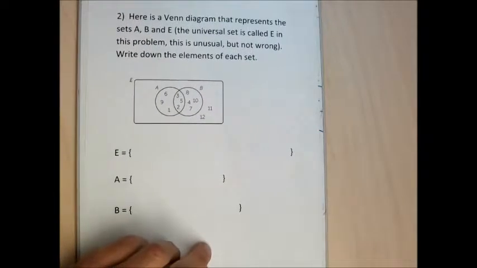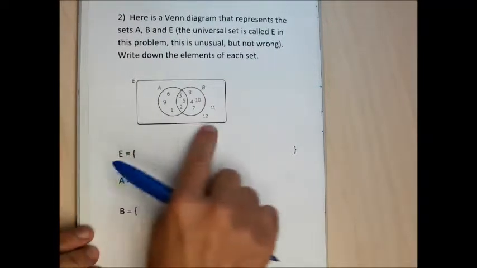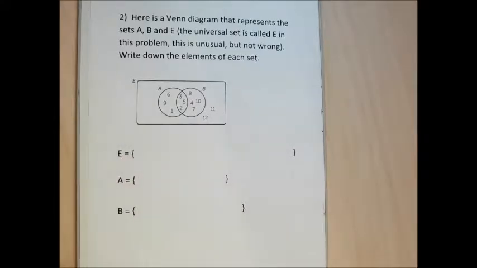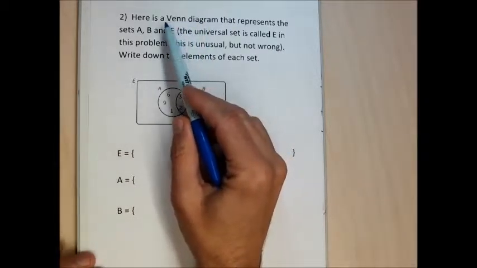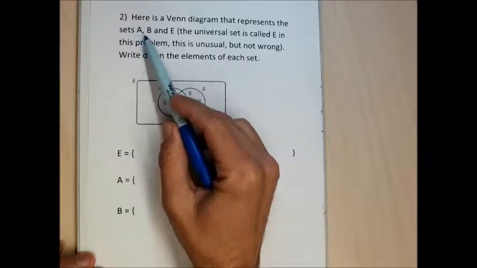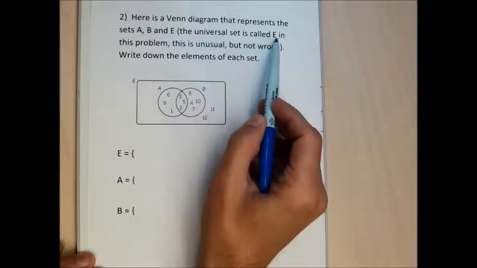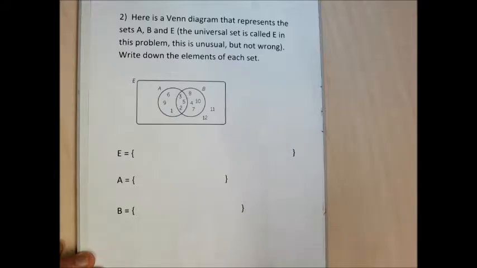So here's my problem 2. I don't do well at drawing Venn diagrams that have elements in them. So most of these I just search Google Images to get pictures. And this is an odd Venn diagram that I stole from Google. Here's a Venn diagram that represents the sets A, B, and E. The universal set is called E in this problem. It's unusual because usually we always call the universal set U, but you can call it whatever you care to. I mentioned earlier in the last video that you can call it the squiggly Greek letter Z.